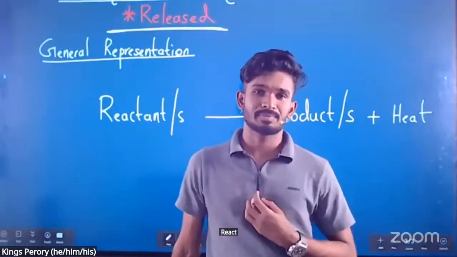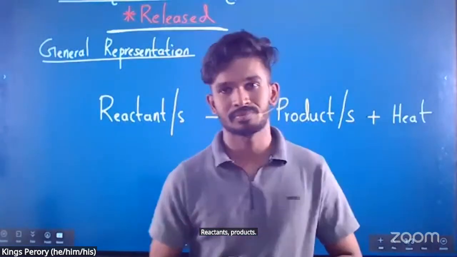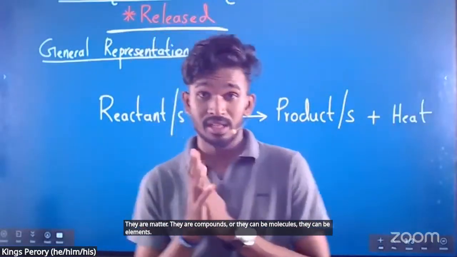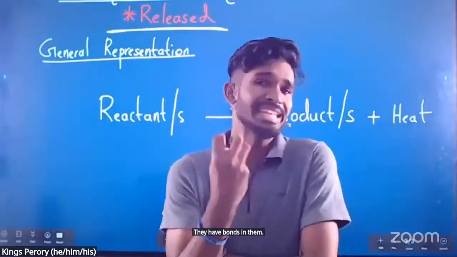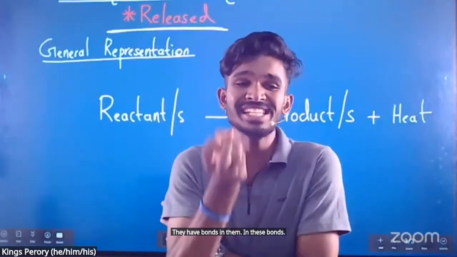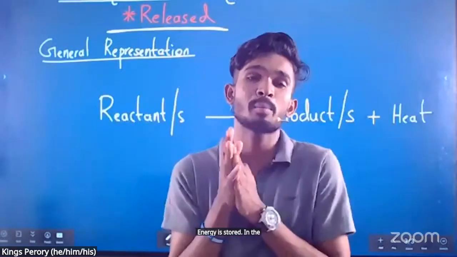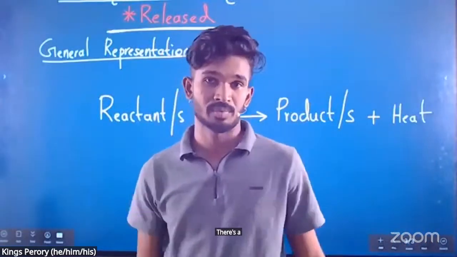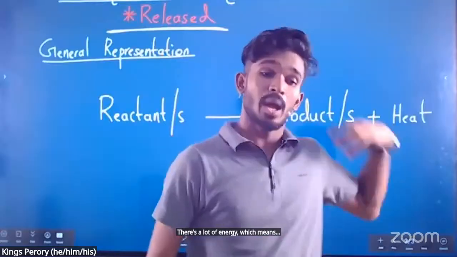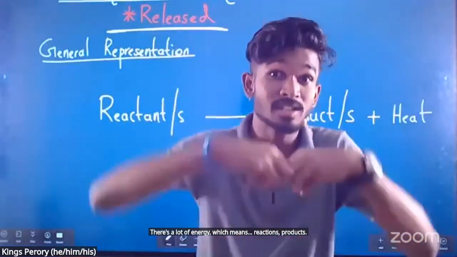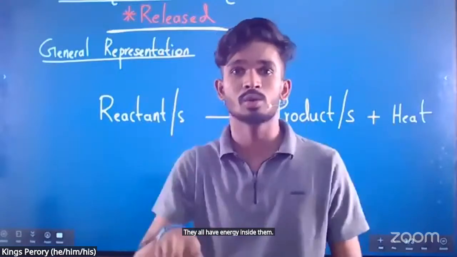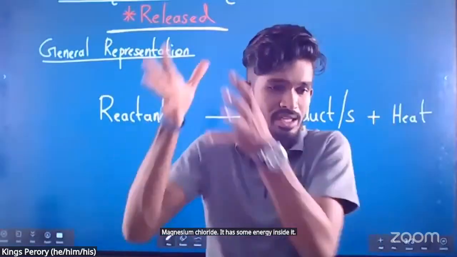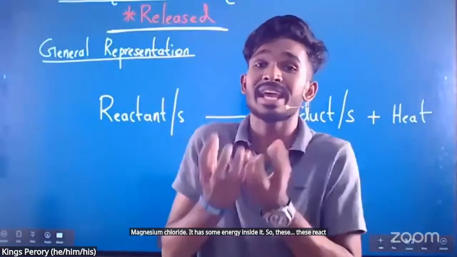Reactants and products are matter. They are compounds, or they can be molecules or elements. They have bonds in them. In these bonds, energy is stored. In the bonds of the molecules and compounds, there is a lot of energy, which means reactants and products all have energy inside them. H2 has some energy inside it. Magnesium chloride has some energy inside it.